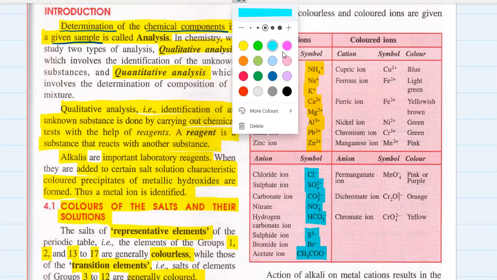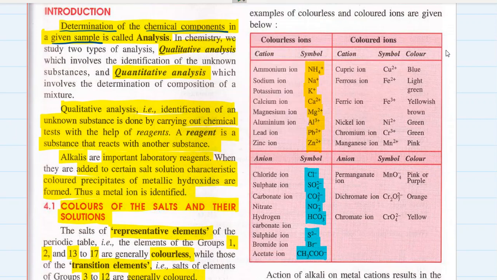Then if we talk about colored ions, cupric ion Cu2 plus has blue color. Actually, I'm highlighting with green color, but don't focus on this. This is just a highlighter. Okay. Ferrous ion is light green color. Ferric ion is yellowish brown color. Nickel ion is green color. Chromium is also green color. Manganese is pink color.